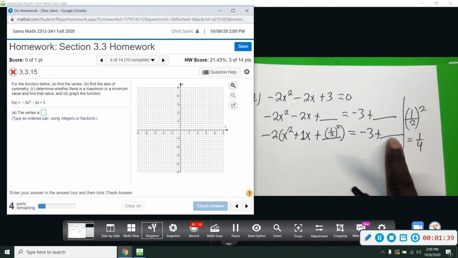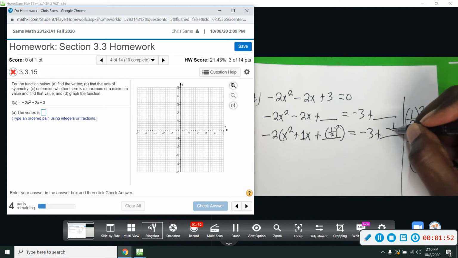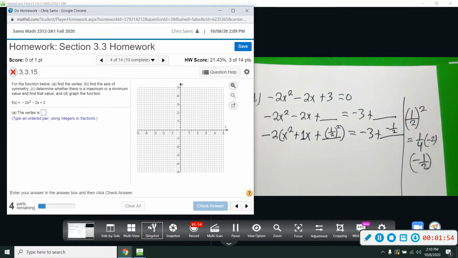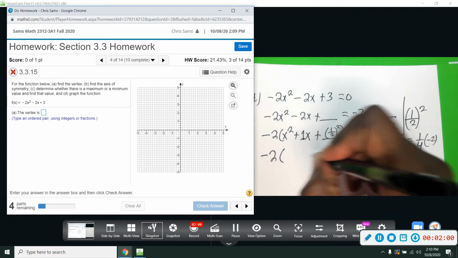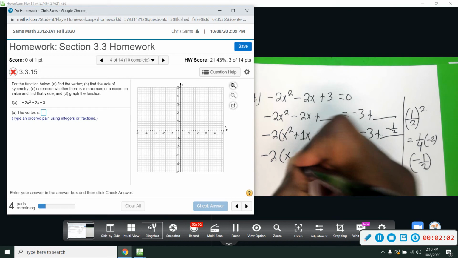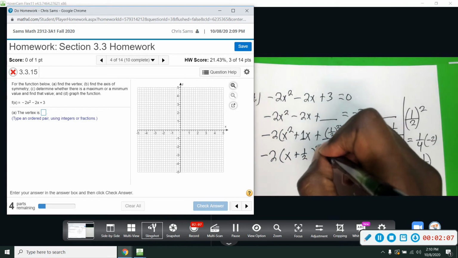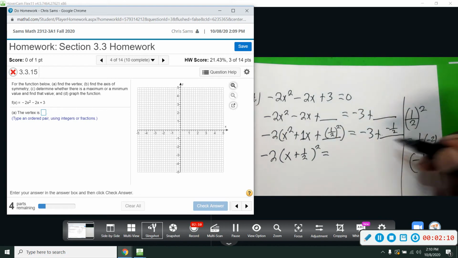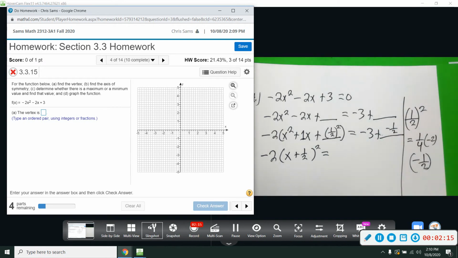Before I decide to put that there, we have this constant out front. I need to multiply by negative 2, and that will give us a negative 1/2. So on the other side, I'm actually adding a negative 1/2. Alright, so now we're going to factor the left side: negative 2, parentheses here, the 2 terms with the square, x plus 1/2 squared equals negative 3 minus 1/2, which is negative 3.5.